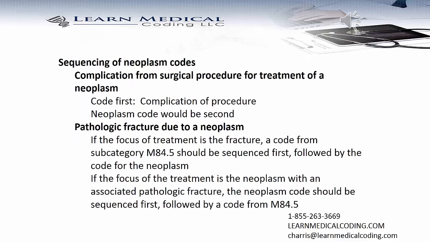When coding for a complication from surgical procedure for treatment of a neoplasm, you're going to code first the complication of the procedure, and then the neoplasm code will be second. For pathological fracture due to neoplasm, if the focus of the treatment is the fracture, you're going to code for the fracture, which is M84.5. That will be sequenced first. And then you will code a code for the neoplasm.